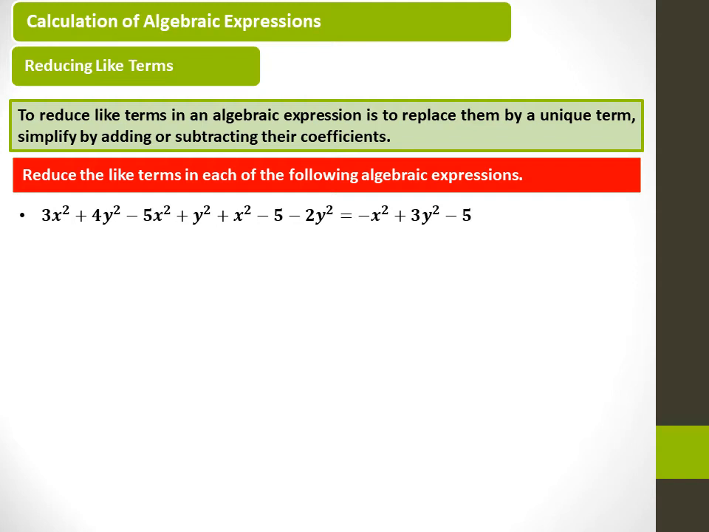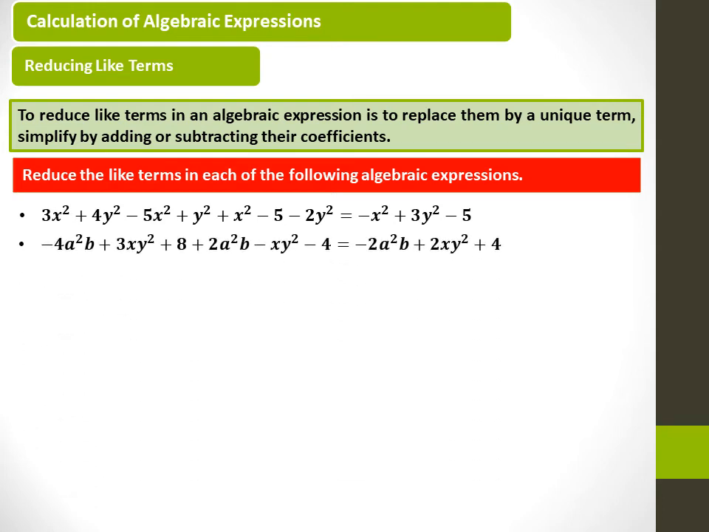3x to the power of 2 plus 4y to the power of 2 minus 5x to the power of 2 plus y to the power of 2 plus x to the power of 2 minus 5 minus 2y to the power of 2 is equal to negative x to the power of 2 plus 3y to the power of 2 minus 5. Since 3 minus 5 plus 1 is equal to negative 1 and 4 plus 1 minus 2 is equal to 3.